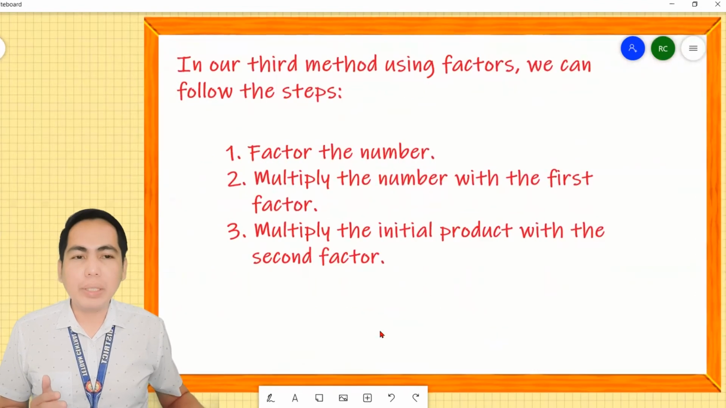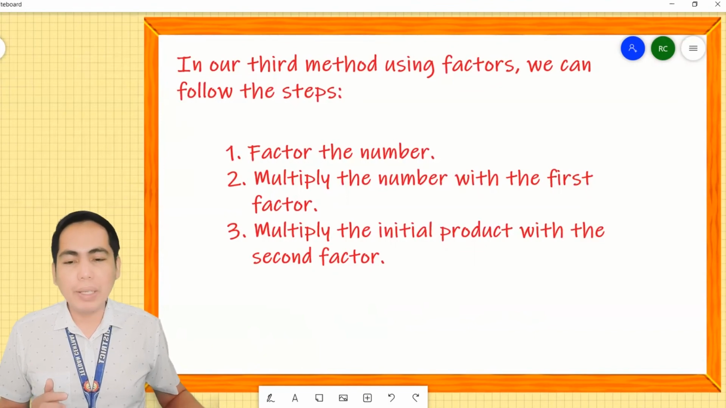Next, we are going to proceed to our third method. In our third method, using factors, we can follow the steps. 1. Factor the number. Either you factor the multiplicand or the multiplier, whichever is more applicable. Number 2, multiply the number with the first factor. And number 3, multiply the initial product with the second factor.